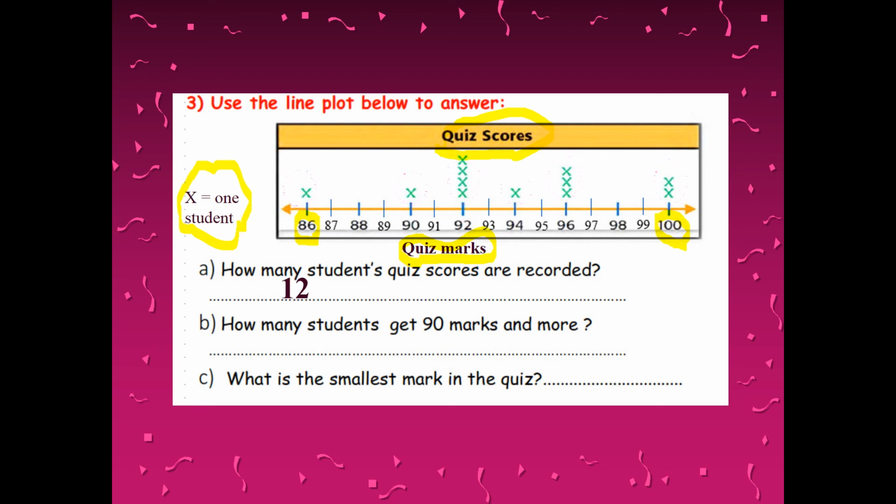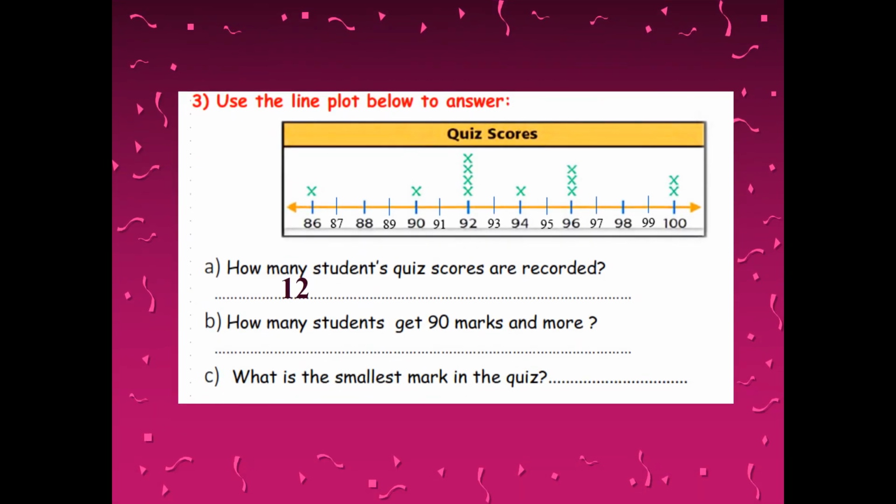So here the next question: how many students get 90 marks and more? What's the meaning of 90 marks and more? It means 90 and more than 90, the greater numbers after 90: 90 and 91, 92, 93, 94, 95, 96, and so on till 100. So let's count how many students get 90 marks and more.